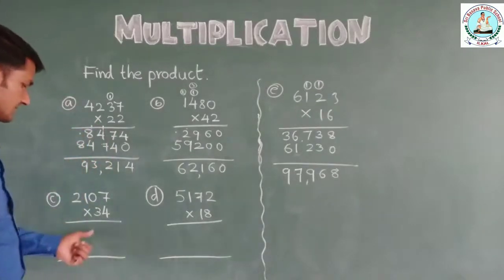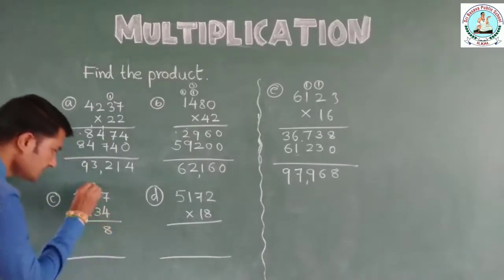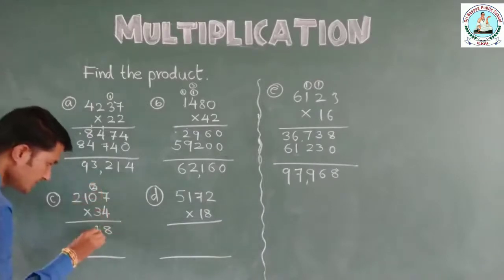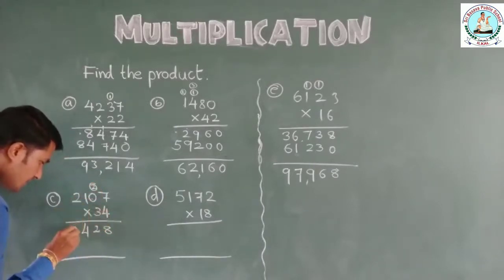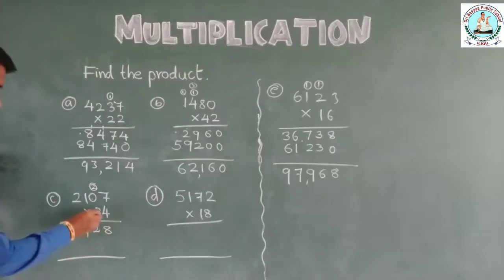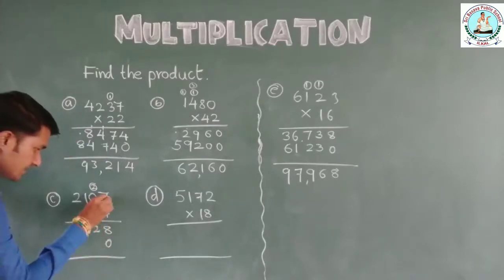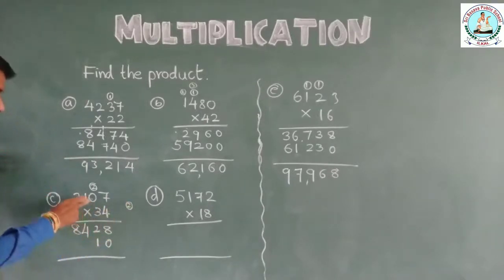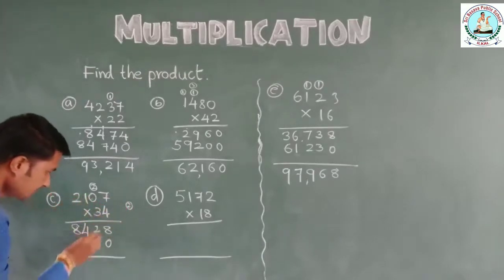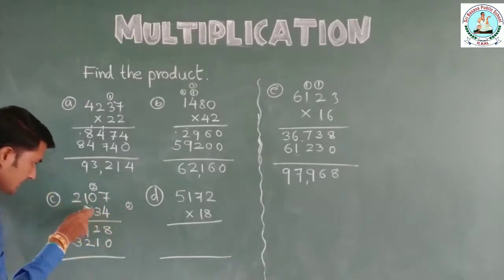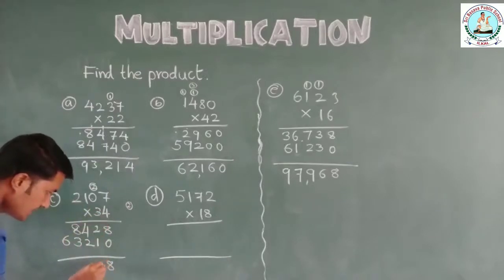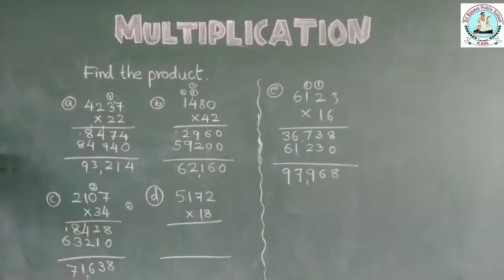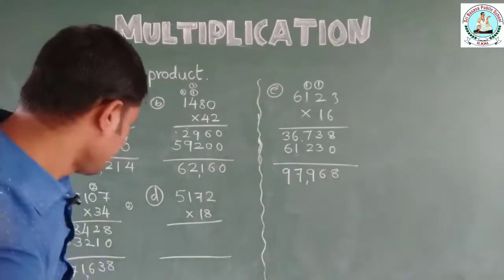93,214 is the answer. Let's go for this. 4 7s are 28, 4 times 0 will be 0, 0 plus 2 it is 2, 4 times 1 is 4, and 4 times 2 is 8. Let's go for this. Skip the first place first. 3 7s are 21, so 2 carry over, then 3 times 0 will be 0, 0 plus 2 it is 2, 3 times 1 is 3, and 3 times 2 will be 6. So just add them. 8, 3, 6, 11, then it is 7. So 71,638.